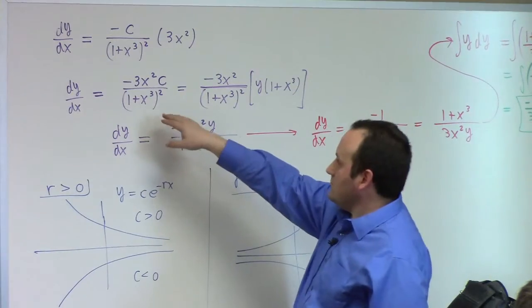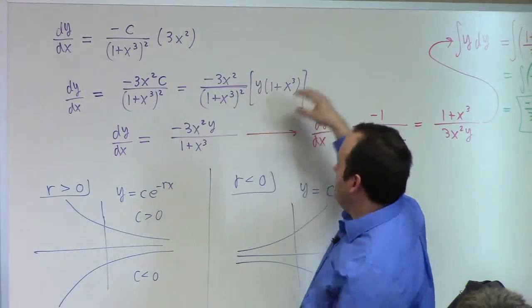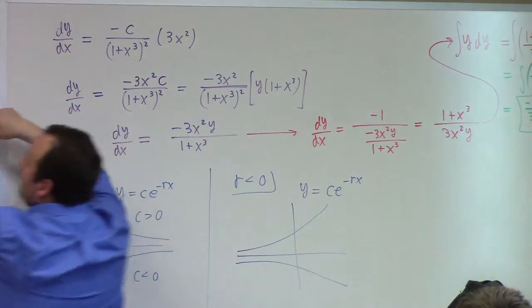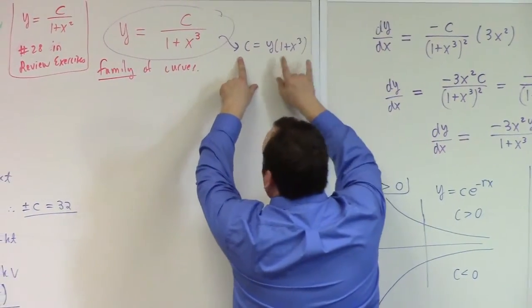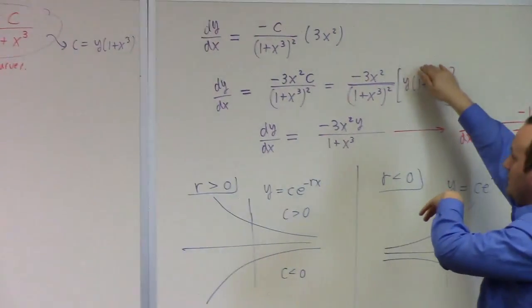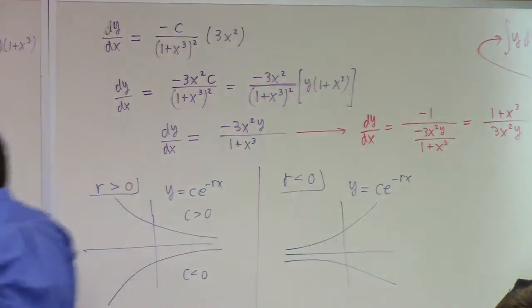So, just simplifying, this is what the c is. Now what is c? Well, c I can get from over here. I can solve the original family for c. I can trade c for y times (1 plus x cubed). So I just take that and put it in the place of c over here. Bam. Now I've got a differential equation, right?